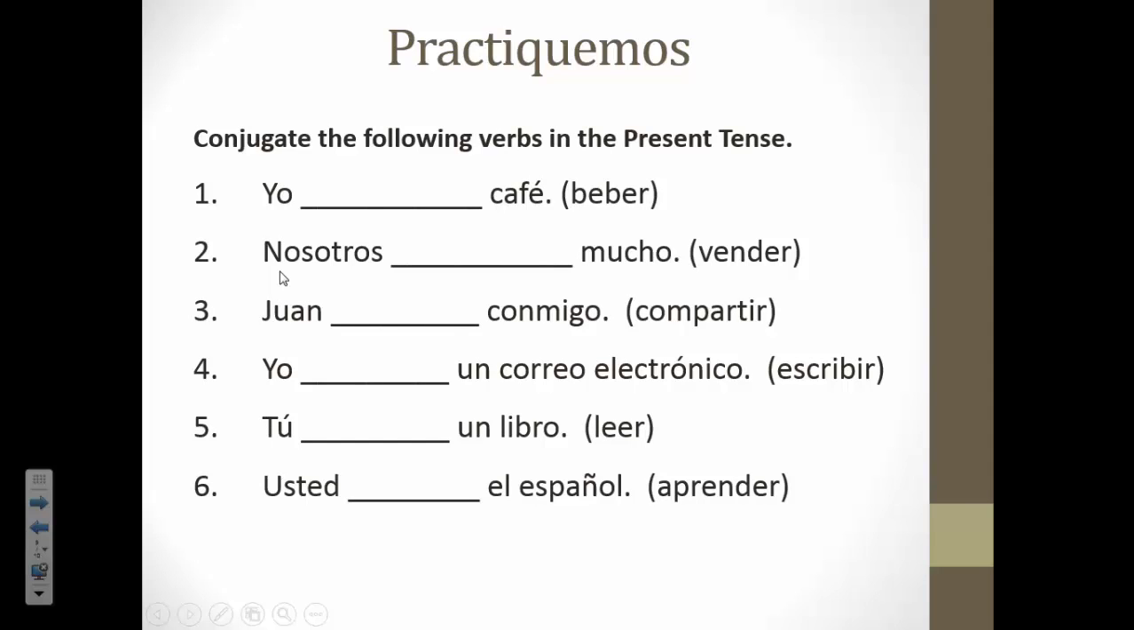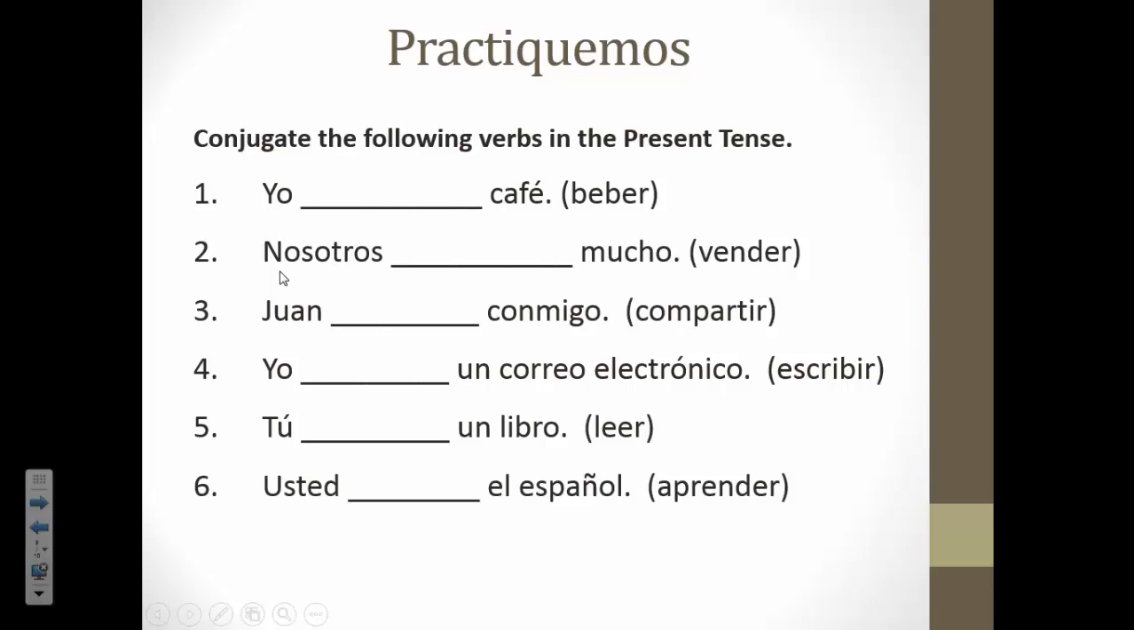It says conjugate the following verbs in the present tense, okay? We have the yo form, we have the verb beber, and we need to conjugate. So we're going to drop ER and add O. So yo bebo café is I drink coffee. Dos, we have nosotros and we have vender. We're going to drop the ER and add EMOS. So nosotros vendemos mucho means we sell a lot.